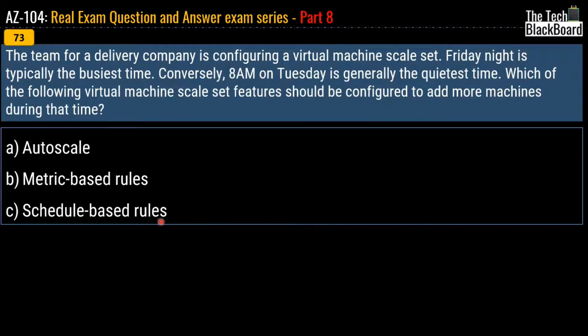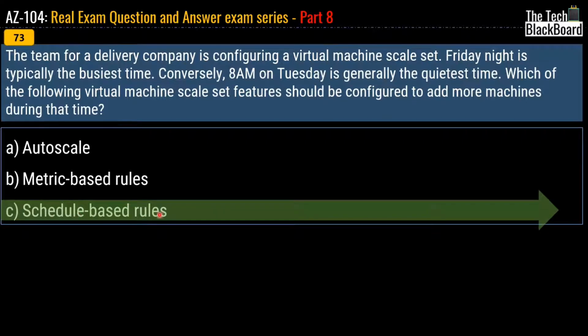Now, the need of the question is that you need to configure a virtual machine scale set based on a time. Friday night is usually the busiest time. On the other hand, 8 a.m. on Tuesdays is the quietest time, so the traffic is low on Tuesday morning. So you need to configure a virtual machine scale set which complies with this time management. And the correct answer for this question is schedule based rules.